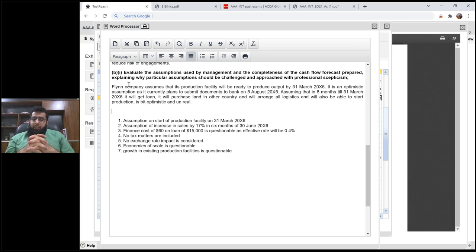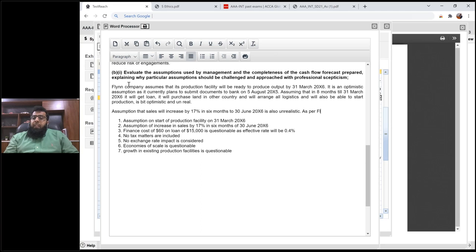How is it possible? Then, the assumption that sales will increase by 17% in 6 months to 30th June 20X6 is also unrealistic. Why is it also unrealistic? Think about it.